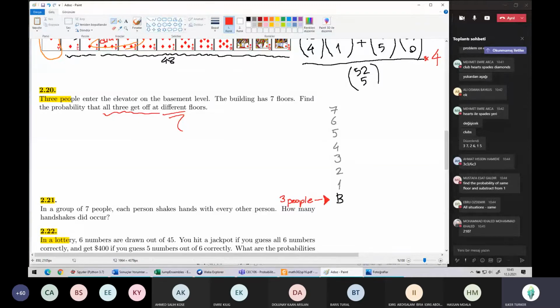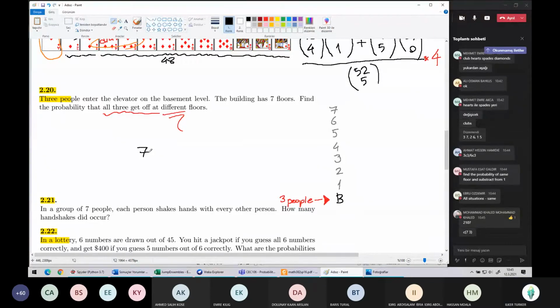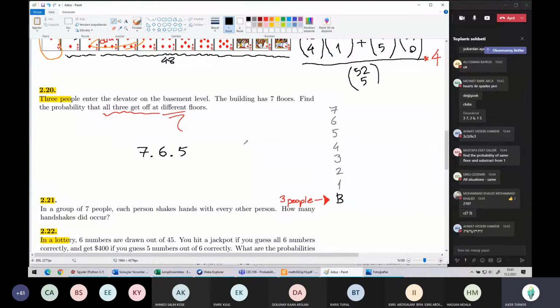The correct approach should be: the first one has 7 floors to exit. The second one has 6 floors other than the first one. And the other one has 5 different choices other than the first two. Okay? This is a number of what? Different choices or different combinations.